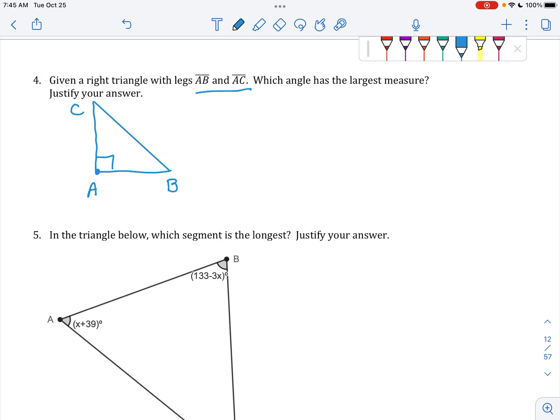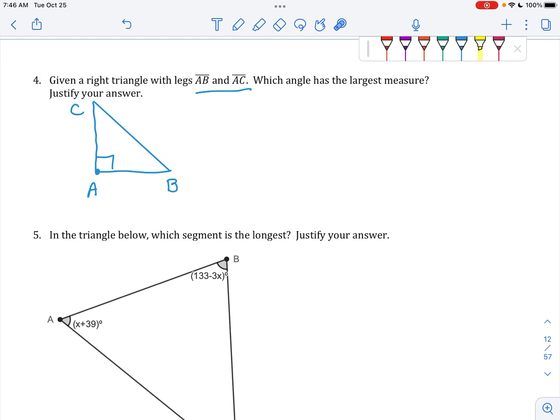So it asks which angle has the largest measure. Well, I know that angle A has to be the right angle if segments AB and AC are the legs. And if there's a 90-degree angle and the three angles have to add up to 180, there's no way that there could be any angle larger than 90. In fact, we couldn't even have another angle equal to 90, because then that would leave 0 degrees for the third angle, which would mean we wouldn't really have a triangle. So one way to justify it is 90 is going to have to be the largest angle.